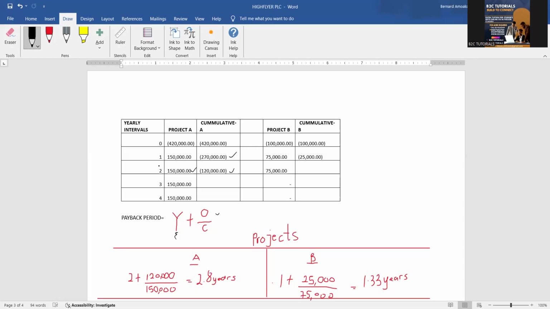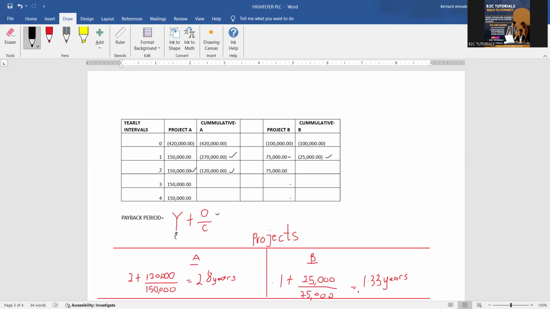So the year before full recovery is 2 years. The cash flow for that period is 120, and the cash flow for the next year, which you are going to fully recover, is 150. If you do so, you're getting 2.8 years. But then if you do project B, 100,000, year 1, I am getting 75,000. Year 2, I am getting something above what is left for me. So I do my 1 year before full recovery, which is year 1, plus 250,000 over 75,000. After doing that on your calculator, you get 1.33 years.